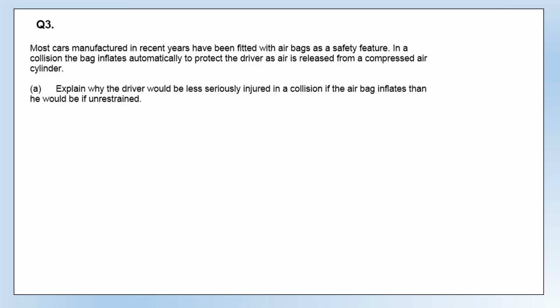Okay. So third and final question. Most cars manufactured have airbags as a safety feature. In a collision, the airbag inflates automatically to protect the driver as air is released from a compressed air cylinder. Explain why the driver would be less seriously injured in a collision if the airbag inflates than he would be if he was unrestrained. So the key to this question is going to be Newton's second law.